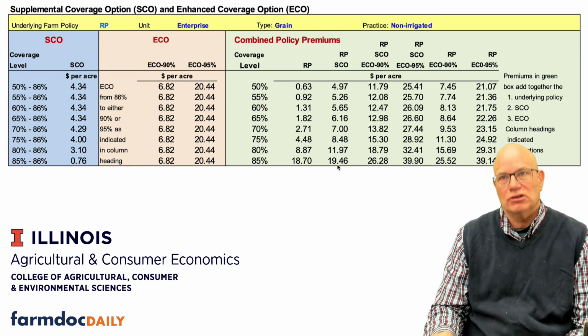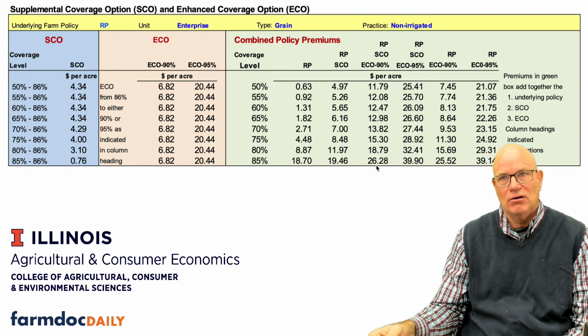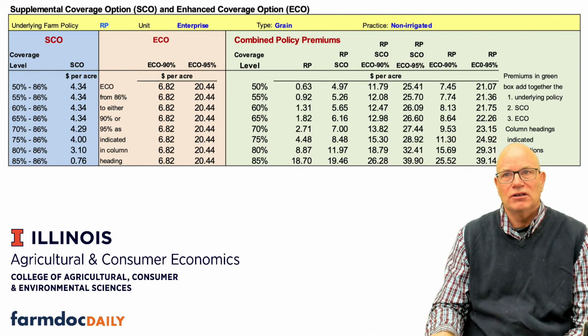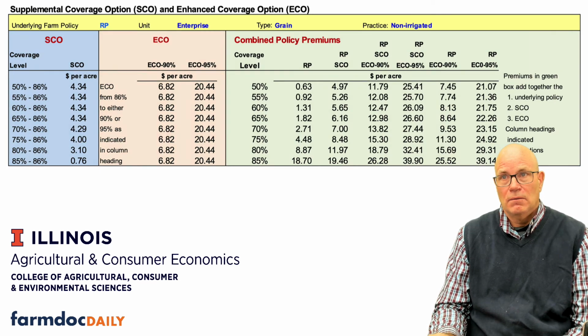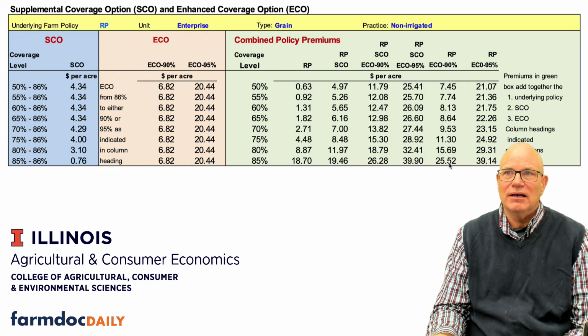You can also add ECO to that, and that would increase your coverage at a county level. Again, SCO and ECO are county level products. That would raise your cost to $26.28, adding $6.82 to that. You could even go up to 95%, and there you would have a premium cost of $39.90, or add $20.44. You do not have to take SCO, so you can back out the SCO cost and see the cost here.